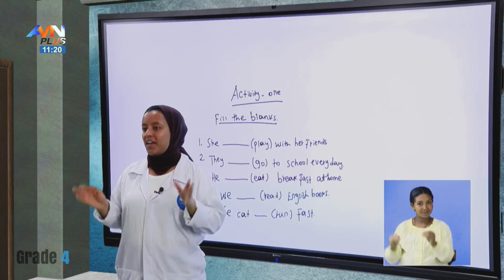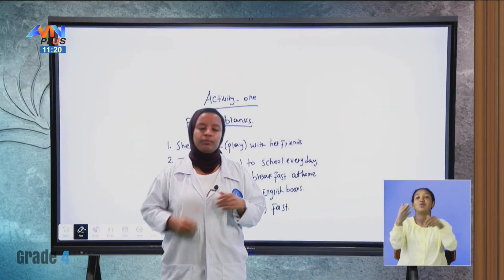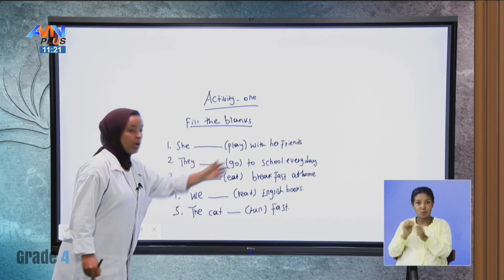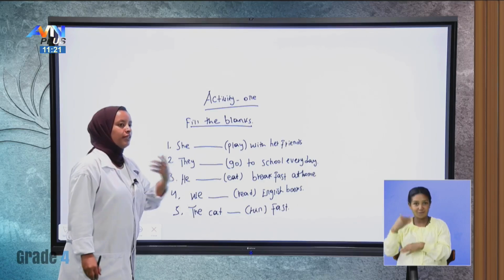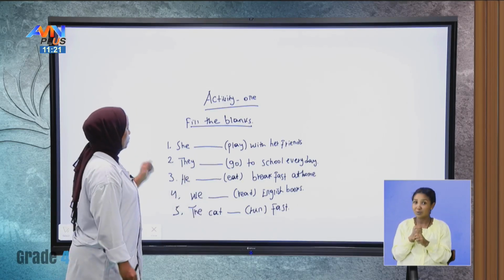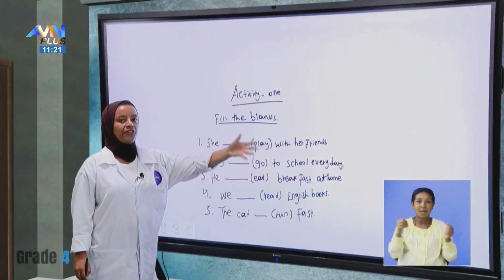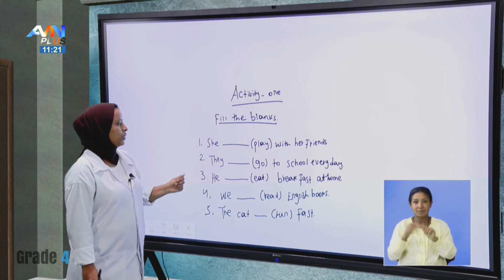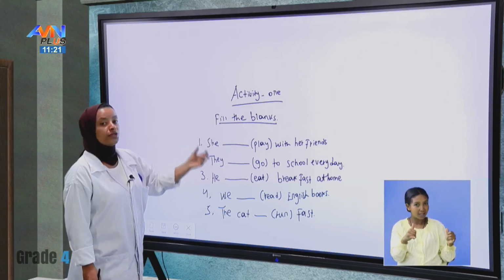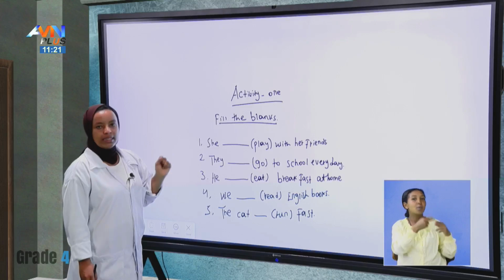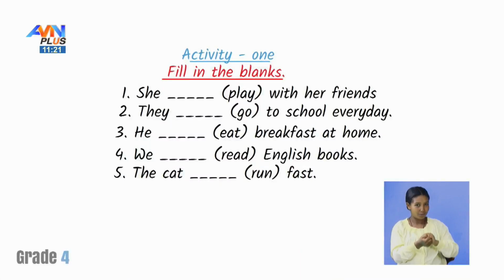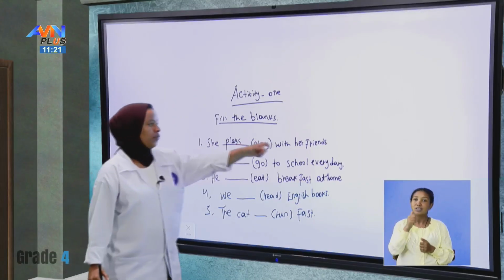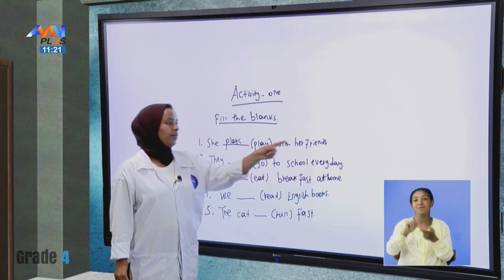Students, hello again. I'm back. So let me give you the correction. Here is the instruction: fill the blanks with the verb in the bracket. Let me show you how you are going to do that. The first question: she blank play with her friends. Here is a subject, a singular pronoun, so I'm going to use plays. She plays with her friends.